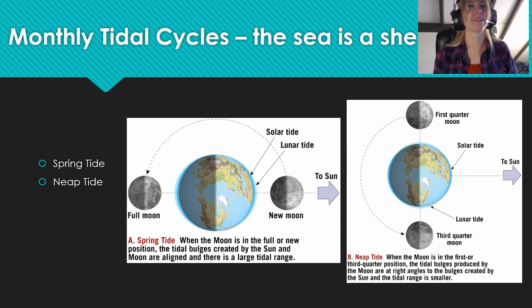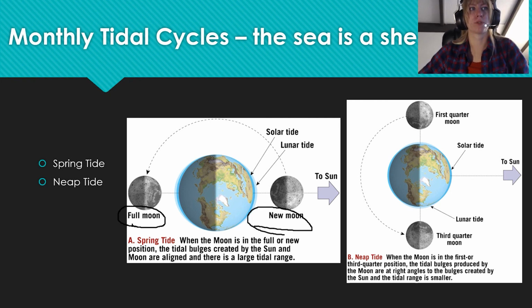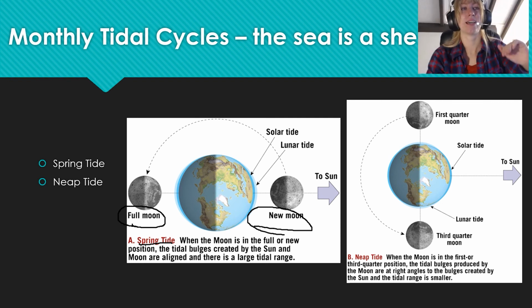But monthly tidal cycles occur because the sea is a she. Haha. So spring tide occurs during the new and full moon. Okay, very important. The new and full moon makes the spring tide. Okay, this causes the bulges. And it's when the moon is aligned at where these bulges are, and so you'll have a very large tidal range. You'll have your highest high tide and your lowest low tide.